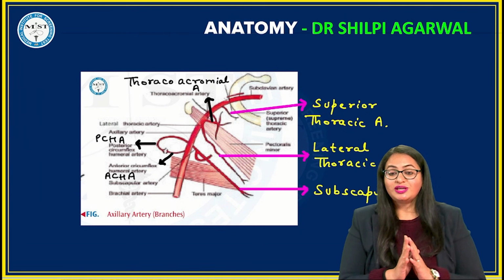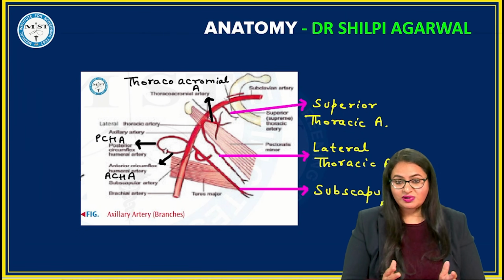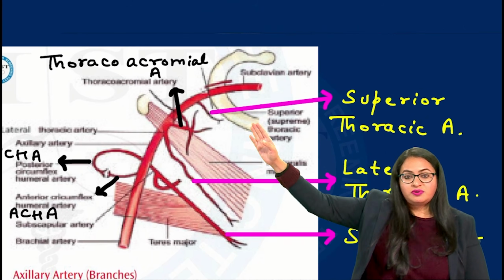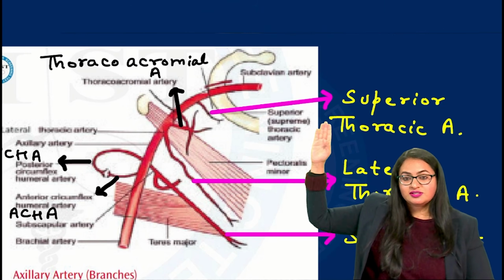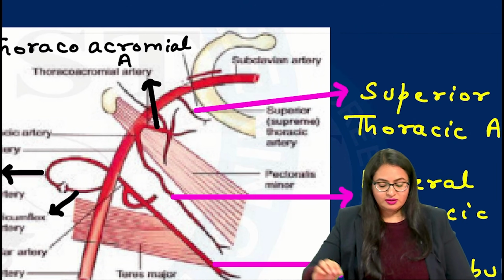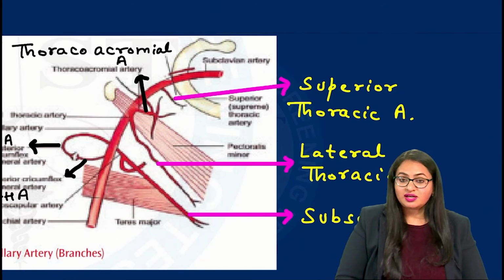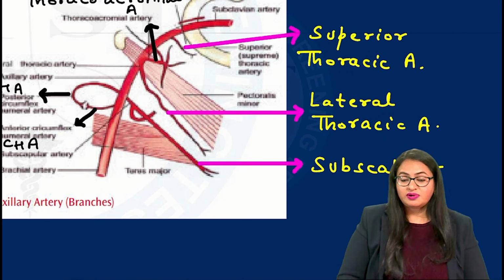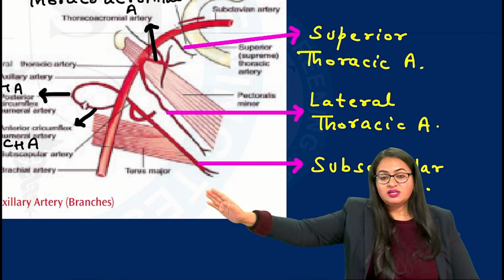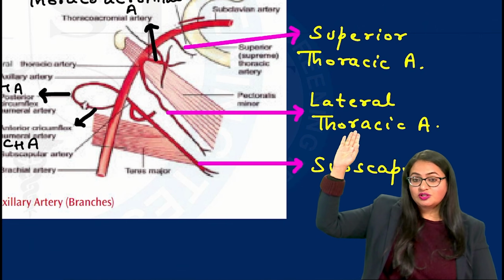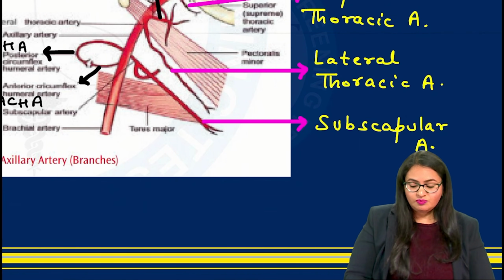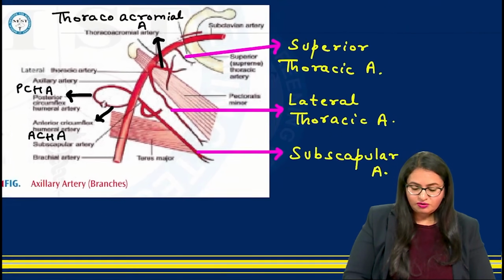Now this is a very, very important image. This is an image showing the axillary artery with its branches, so let us zoom in. The first branch shown here is the superior thoracic artery. This branch running parallel to the pectoralis minor muscle is the lateral thoracic artery. The branch running parallel to the lateral thoracic artery is the subscapular artery. These are the three most important branches to identify.